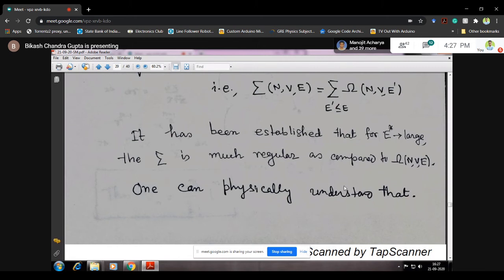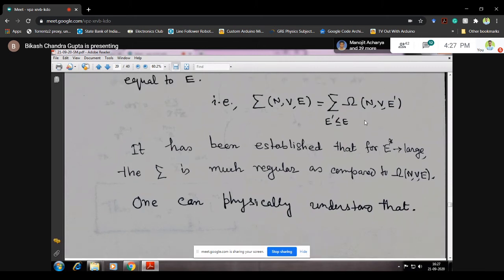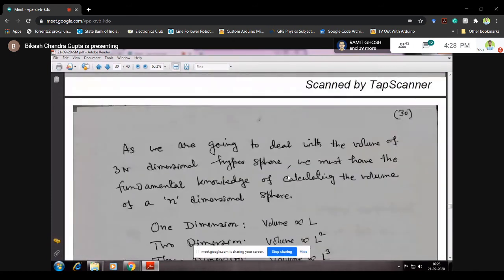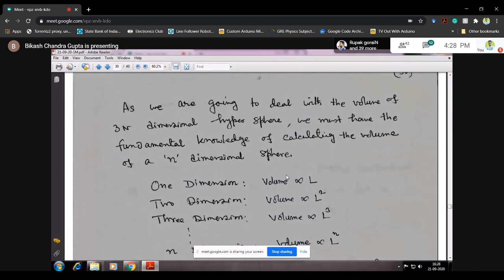Okay, so omega NVE, you know, this is the microstates when you calculate for fixed energy, that is the number of core lattice points on the surface with positive coordinates, and if E is very large, then this quantity is very much irregular. Okay, now what to do? So basically the message I wanted to give you is that if you keep yourself at fixed energy and calculate the microstates, that is very irregular.